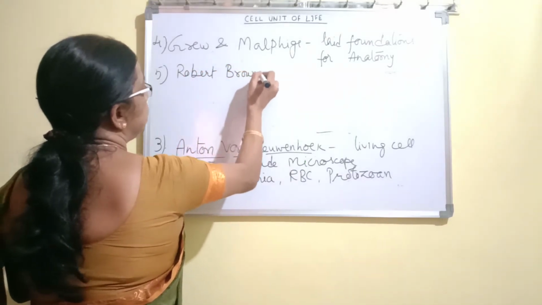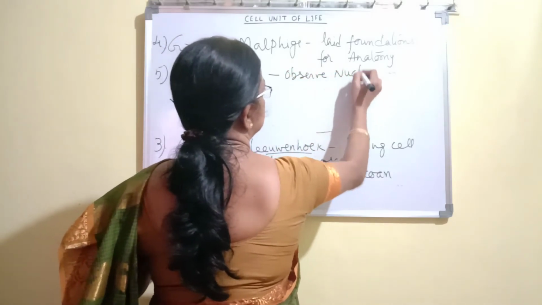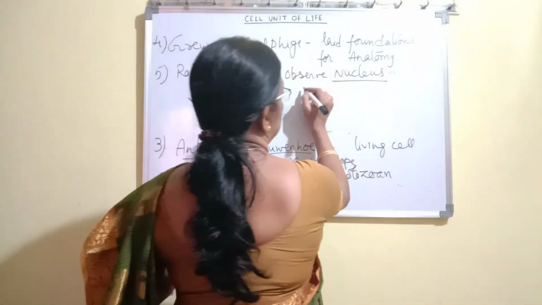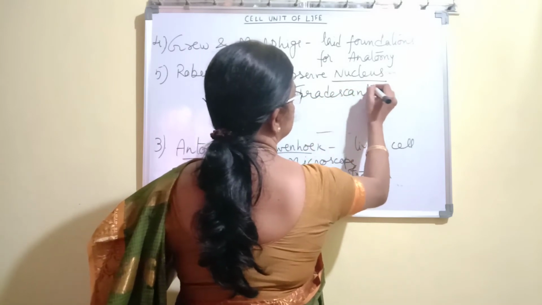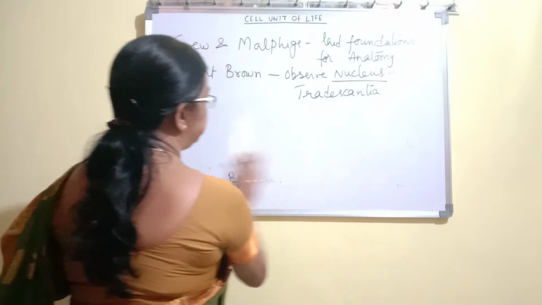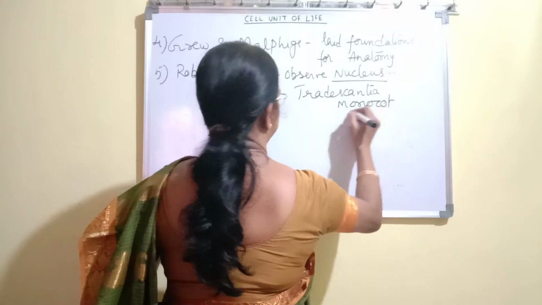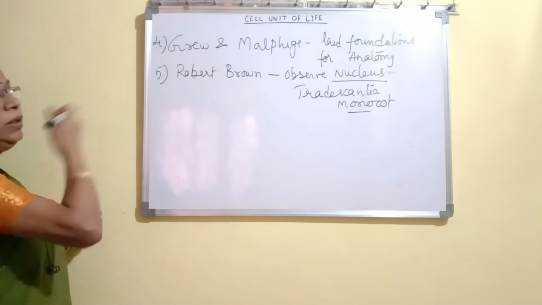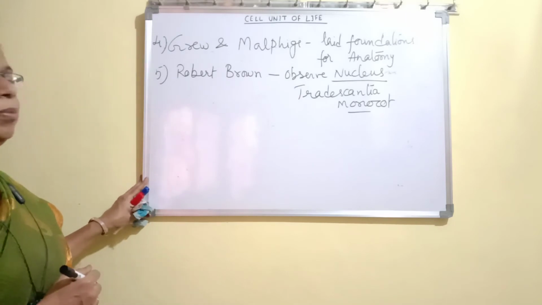Robert Brown. Robert Brown was the first one to observe the nucleus. He observed the nucleus in the plant Tradescantia. This Tradescantia plant is a monocot plant. So, Robert Brown was the first one to observe the nucleus. In which plant? In Tradescantia, a monocot plant.